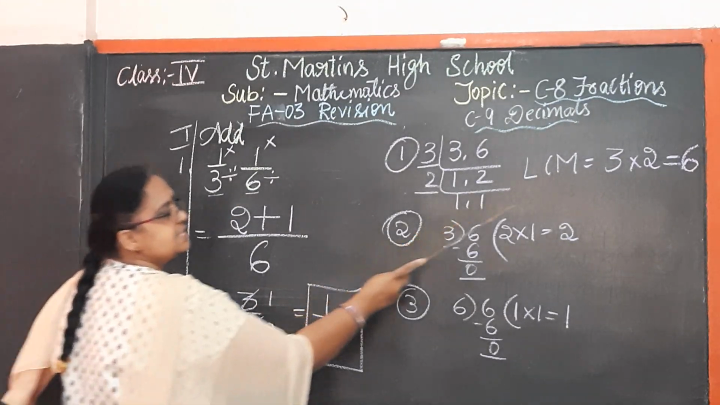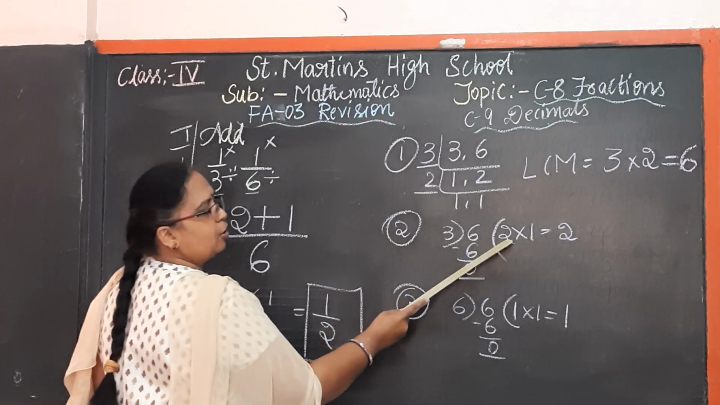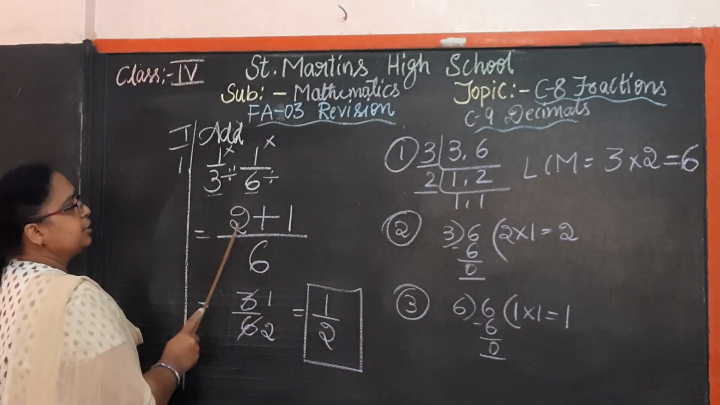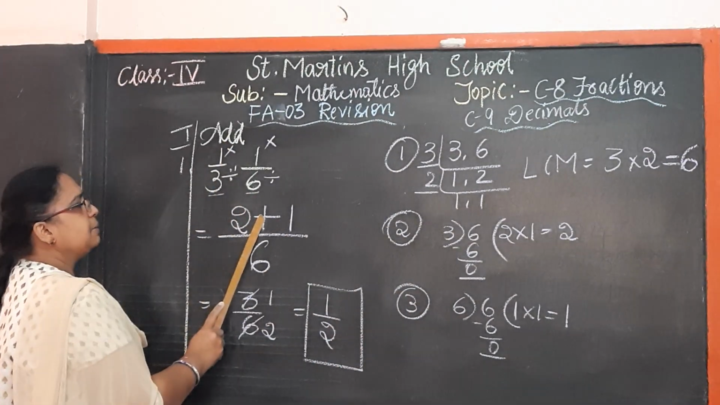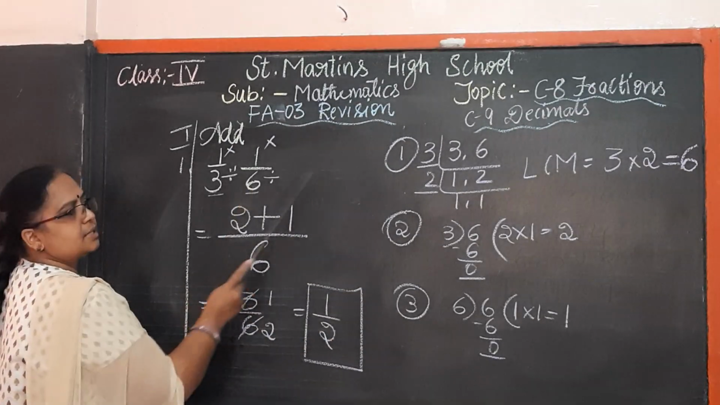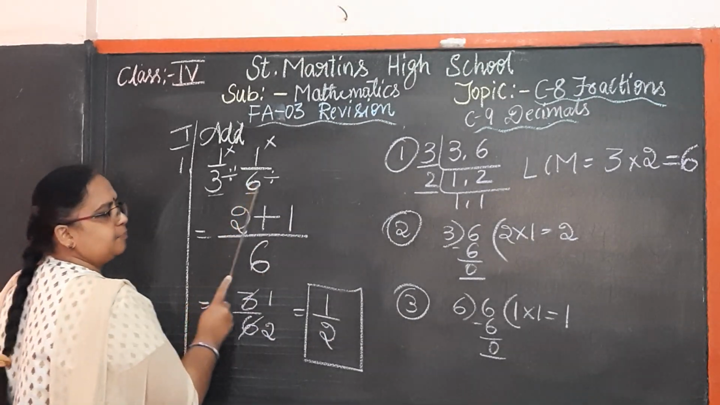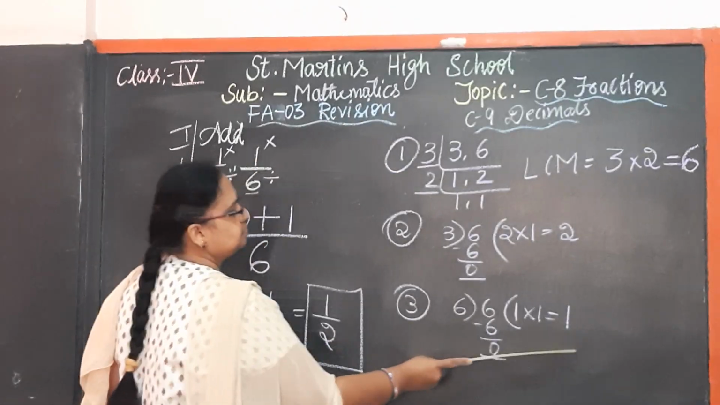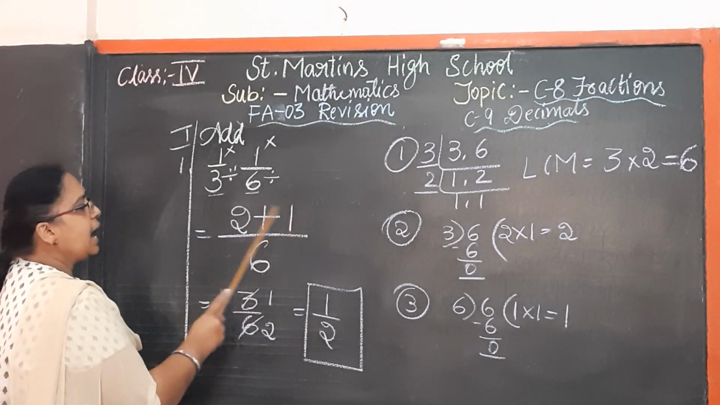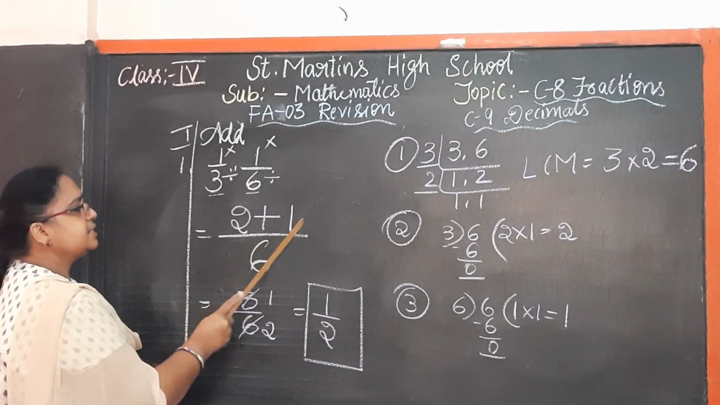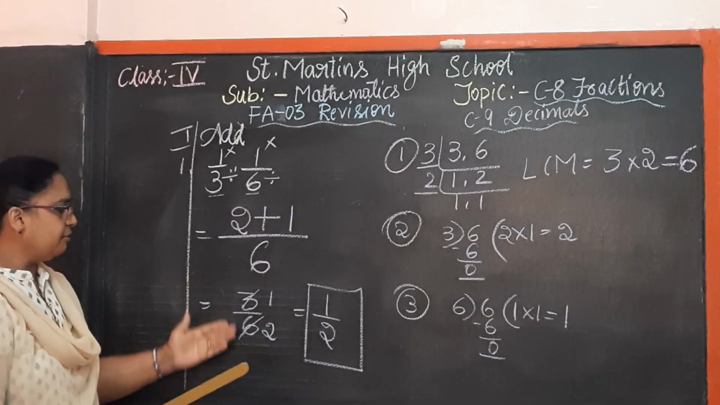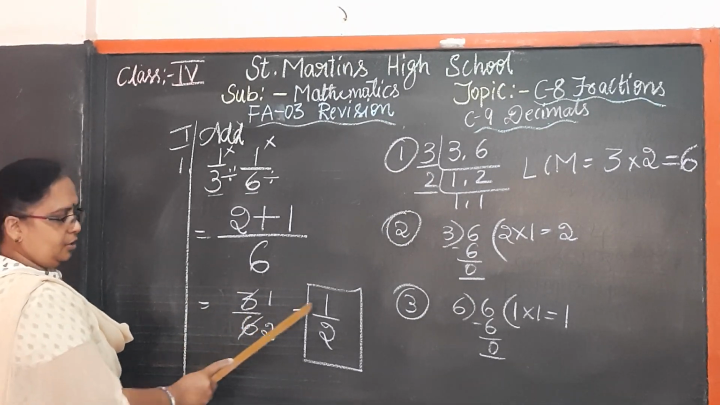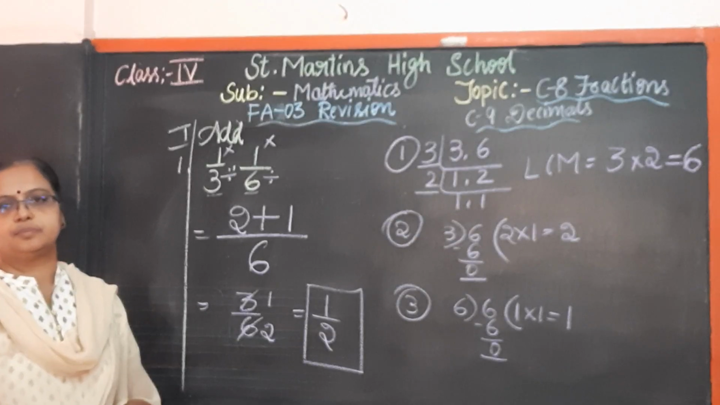In the second step LCM 6 is divided by 3 and we got the answer 2 and we are multiplying 2 into 1. That is 2 ones are 2. The 2 we are going to write here. Since it is addition we are writing the plus sign. And the third step is 6. The LCM 6 should be divided by 6. When we divide, we will get the answer as 1. 1 should be multiplied by 1. 1 ones are 1. That 1 we have written here. In the next step, we have to add. 2 plus 1 is 3. 3 by 6 we have written. And we are converting this 3 by 6 into lowest form. That is 3 ones are 3, 3 twos are 6. So we got the answer as 1 by 2.